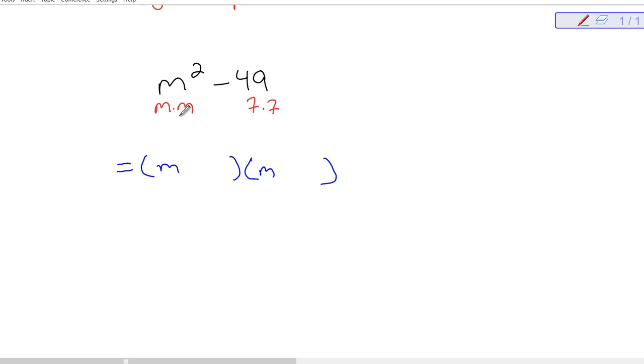Let's look at another example. If I have m squared minus 49. Well, m squared can be rewritten as m times m. 49 can be rewritten as 7 times 7. So whenever I go to factor this, I'm going to have an m in my first blank because that's my first item, and I'm going to have a 7 in my last blank, and then I'm going to have one negative and one positive.